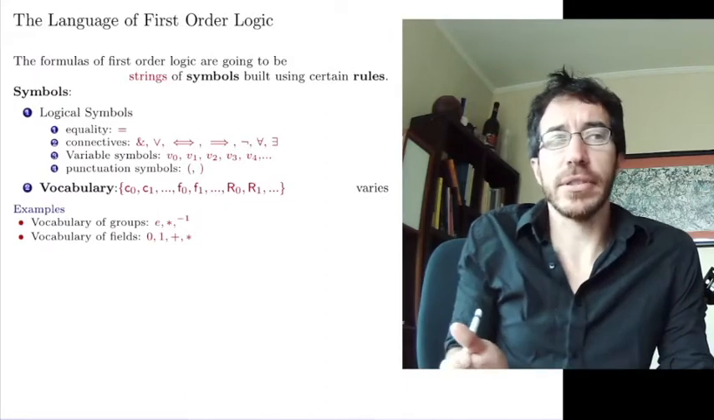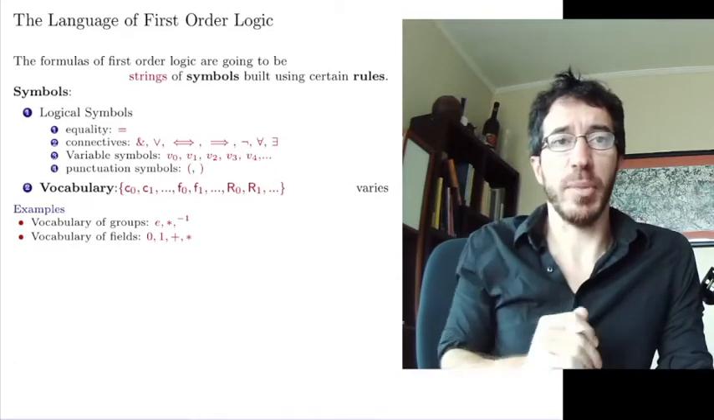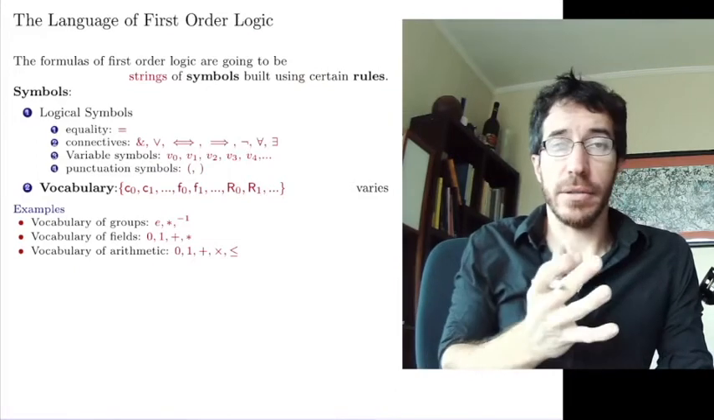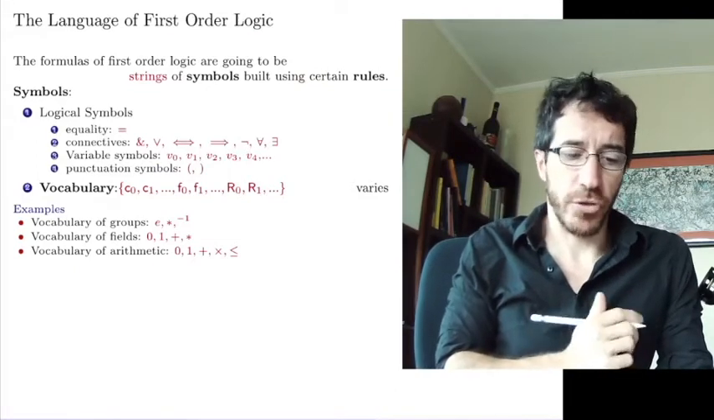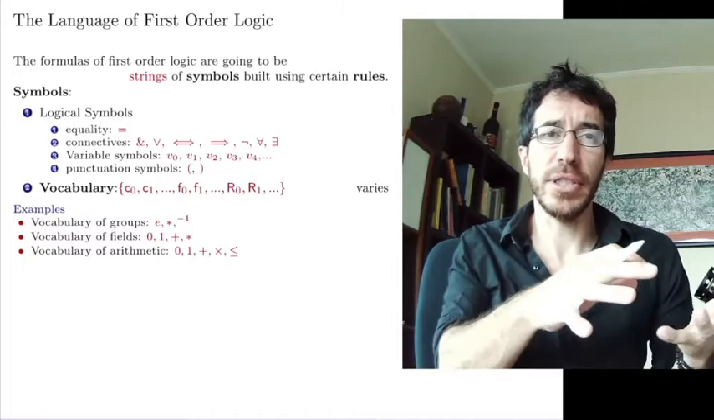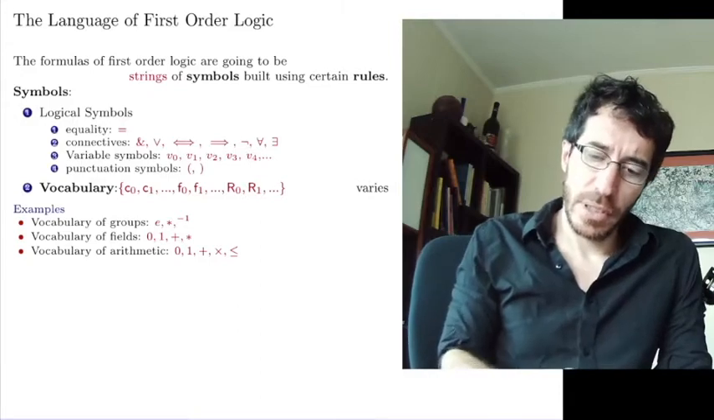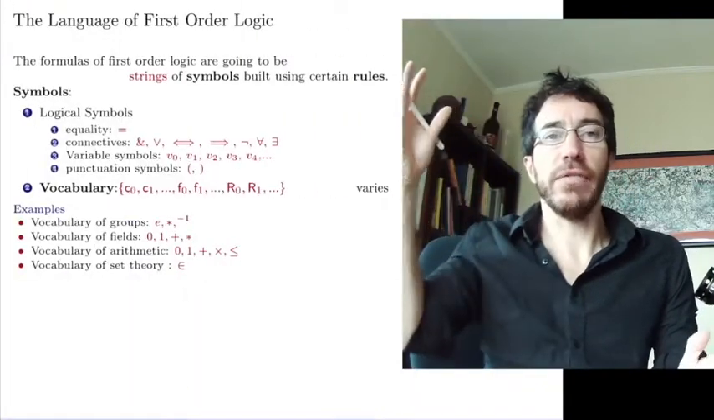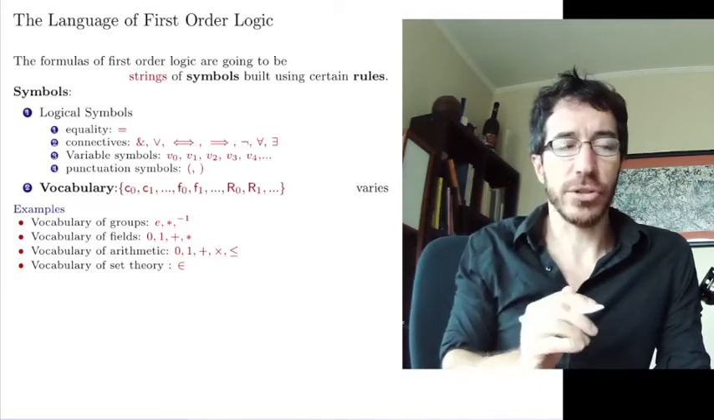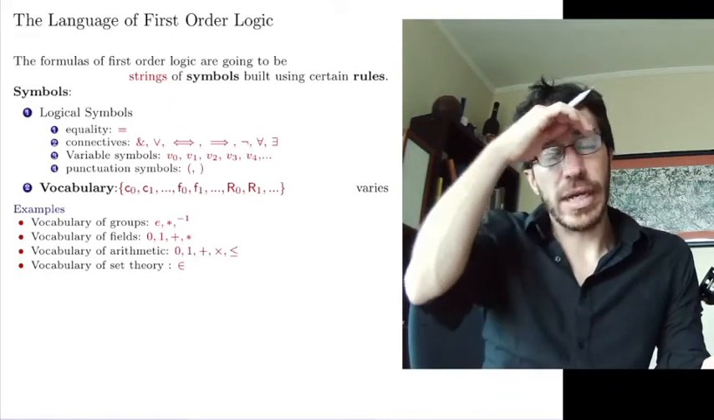If you want to talk about fields, then you might use the vocabulary 0, 1, plus, and times. That's appropriate for fields. If you want to talk about arithmetic, like the natural numbers, you might want to add less than or equal, right? So on the natural numbers, you talk about 0, 1, plus, times, less than or equal, and with that you can pretty much say everything you want about the natural numbers. In set theory, where you can actually develop all of mathematics, you only need one symbol, and that's the symbol for belongs, and from that you're gonna build everything else. So, alright, in different settings we have different vocabularies.